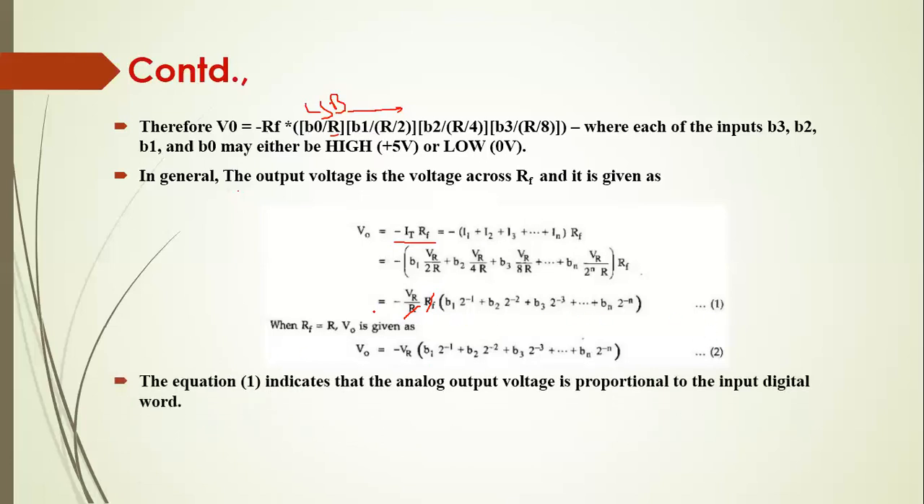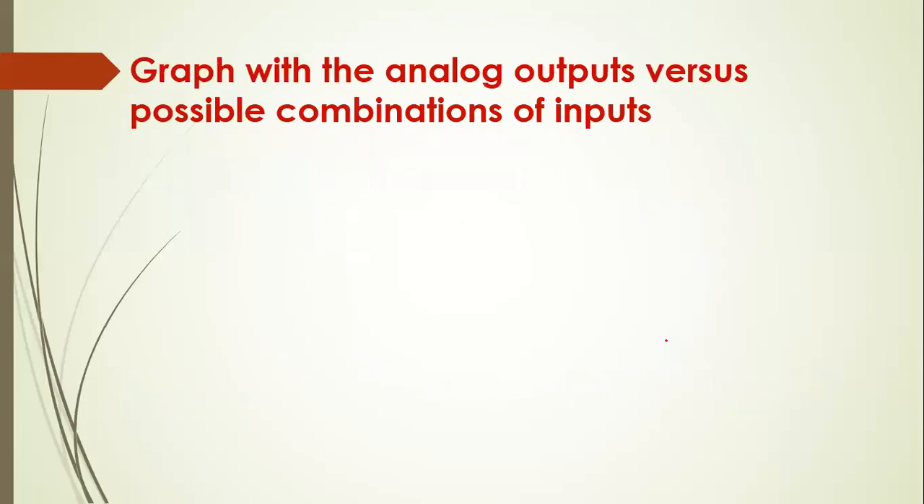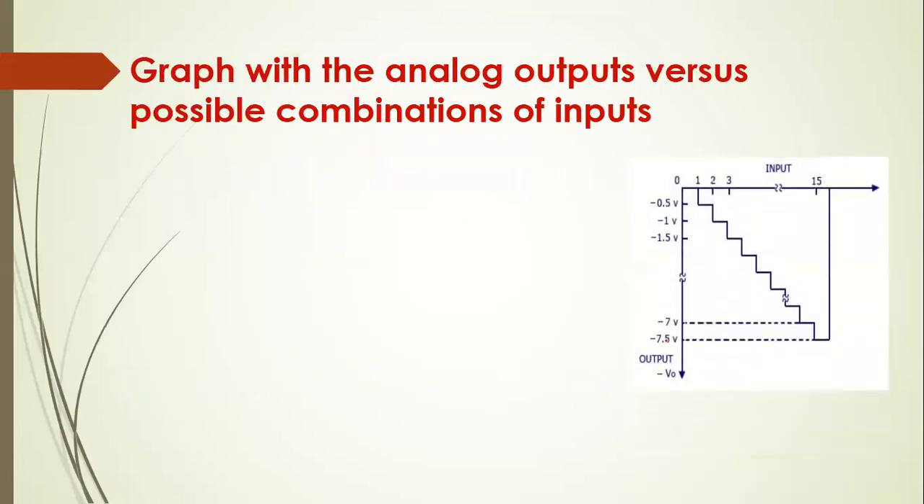So this equation 1 is the main thing you will be considering, and at specific conditions, that is if RF is equal to R, you will be getting the output voltage like this. This is the practical graph in which output versus input voltage is represented. Output is the analog output and input is a combination of input bits. Input is taken across the x-axis and output across the y-axis. Since we are using an inverting amplifier, the output will be in terms of negative values. Hence, the graph is taken in the negative direction.